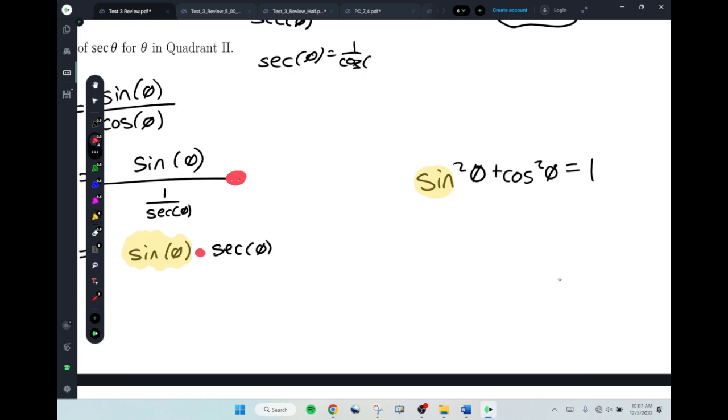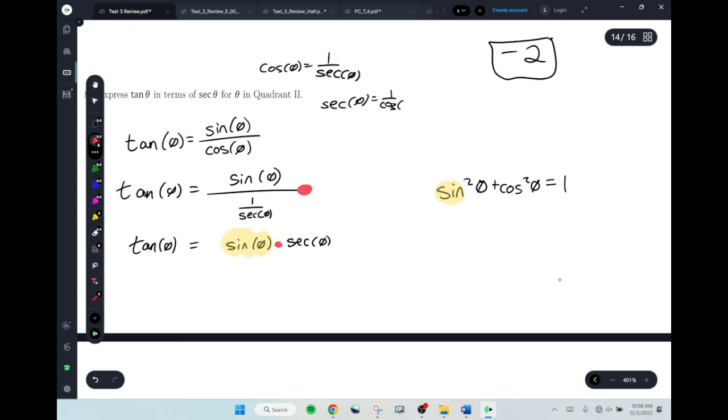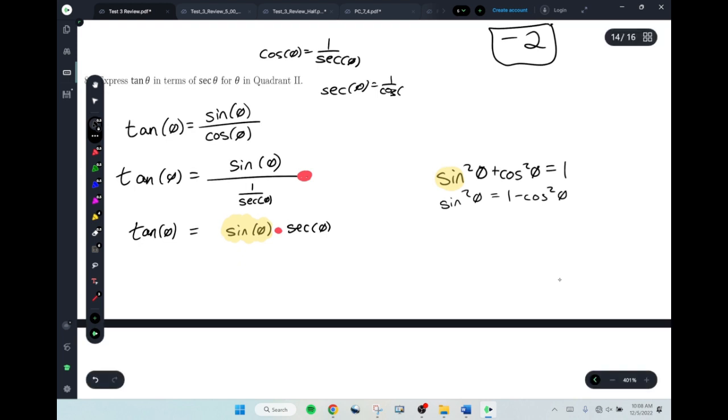Wait, I'm confused. Why? Because I thought so far we have sine theta times secant theta. We do. So why would we use that formula, the Pythagorean one? Because watch this. This is technically the same thing as sine squared of theta equals 1 minus cosine squared of theta, correct? All I did is move the cosine squared over. So sine of theta is the square root of 1 minus cosine squared theta, with the plus or a minus.